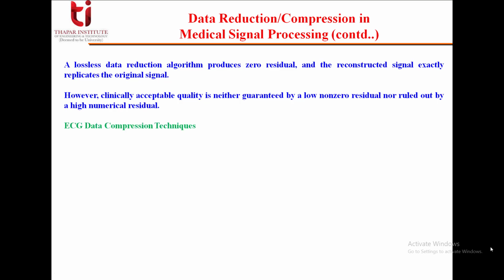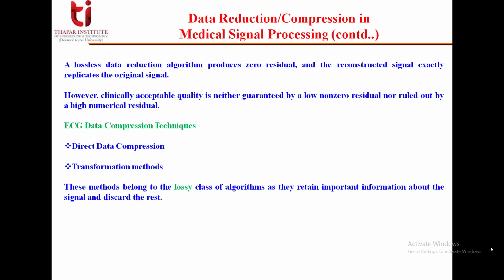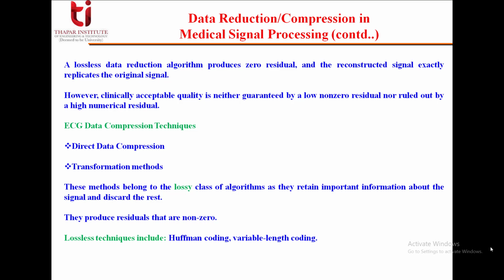Now, what are the different ECG data compression techniques? There can be direct data compression and transformation methods. These methods belong to the lossy class of algorithms, and we will keep our main focus on these techniques. They retain important information about the signal, but they discard the rest. And they produce residuals that are non-zero, as I mentioned, because these are the lossy class of algorithms. And lossless techniques include Huffman coding and variable length encoding. I think you have already studied these techniques.